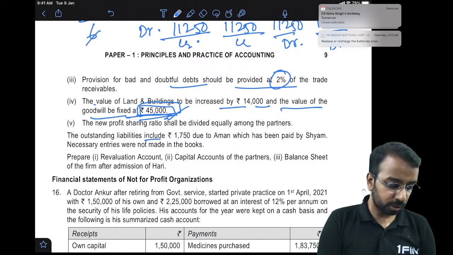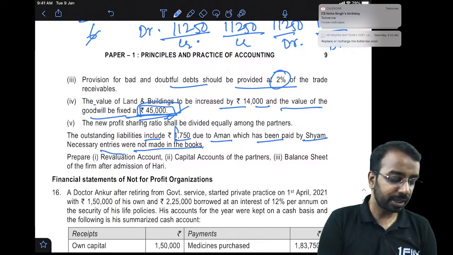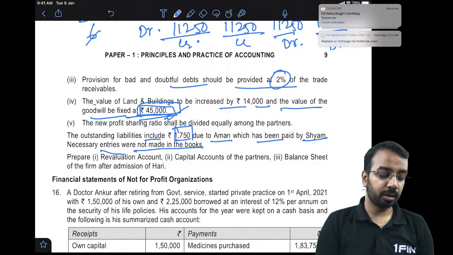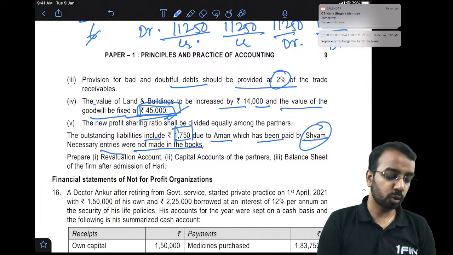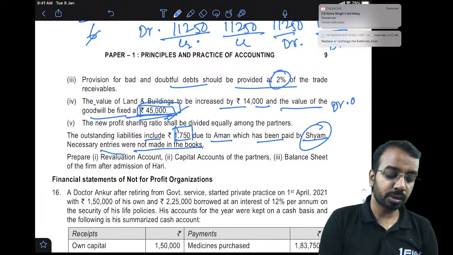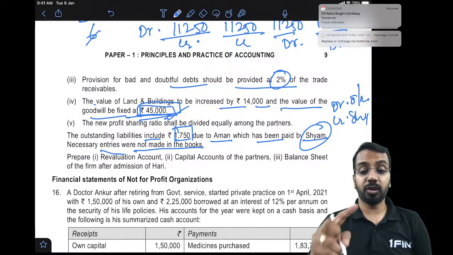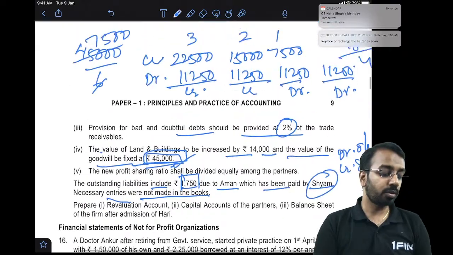Outstanding liabilities include 1750 due to Aman, which has been paid by Shyam. Necessary entries were not made in the books. So 1750 we have to pay to Aman. Who paid this? Shyam paid this. So what will you do? You will debit outstanding liabilities and you will credit Shyam because Shyam has paid it.